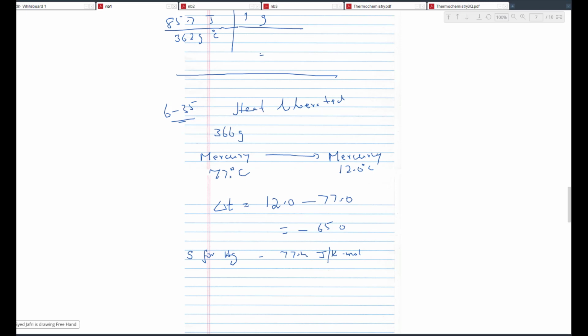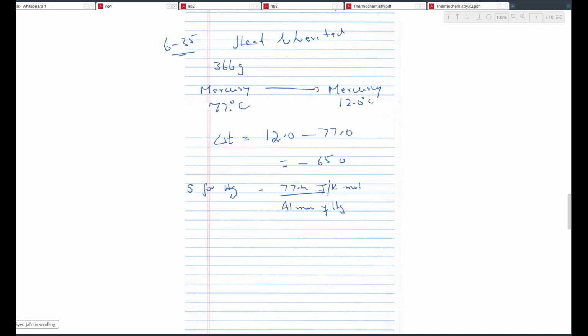Okay, because this is per mole. We want per gram. So what we are going to do is just divide this by the atomic mass of mercury. What is the atomic mass of mercury? 200.59 grams per mole. 77.4, 200.59. Yep. Okay, multiply this one. Or divide this, sorry.